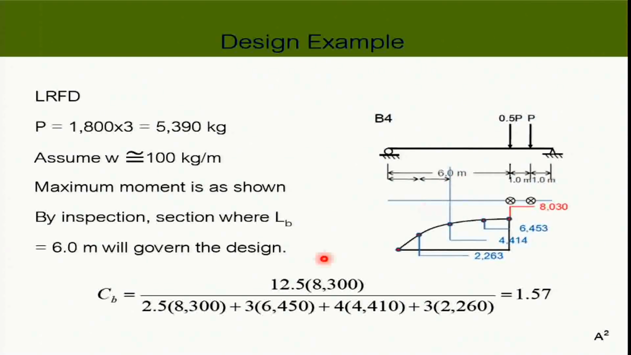So I go ahead and calculate CB. My maximum moment is there, so that's M max. This is the moment at a quarter point, which is that. This is the moment at half span, half unbraced length, which is that. And then at 3/4, that. So I got CB as much as 1.57 because of the stress gradient.